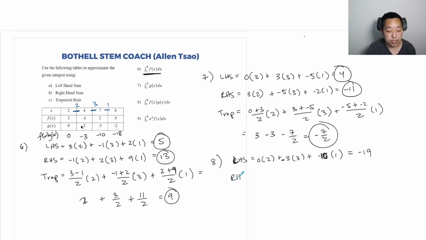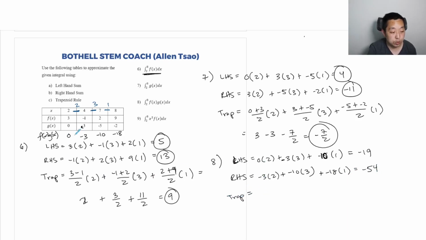And then when you do the right-hand sum, you would pick the right value instead, right? So it would be negative 3 times 2, and then negative 10 times 3, and then negative 18 times 1. And then you would get negative 6 minus 36 minus 54, I guess. Yeah. Just some of the arithmetic there.